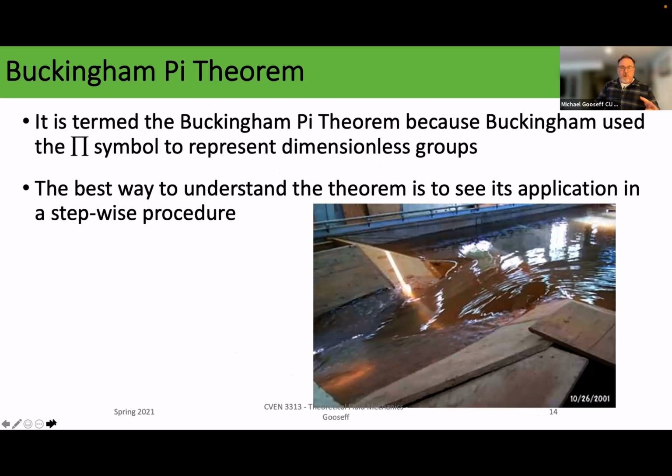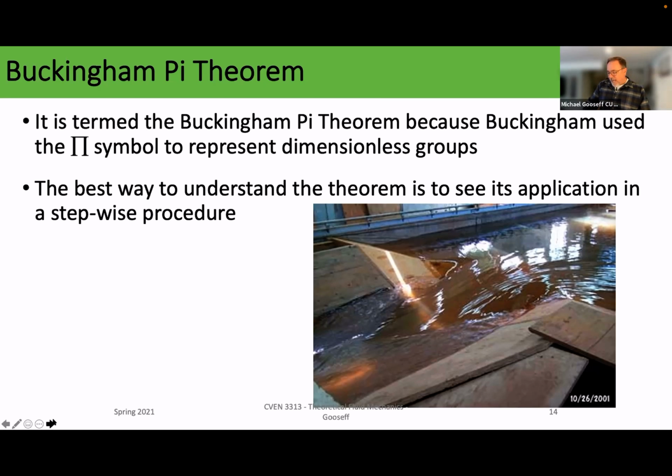Let's distill this to the way in which your book provides guidance, and will keep us from having to read a paper from 1914. It is termed the Buckingham Pi theorem because Edgar Buckingham used the capital Pi symbol to represent the dimensionless groups. The best way to try to understand this or to learn it is essentially to just walk through trying to put it to use in application in a stepwise procedure. So that's what we're going to do now. We're going to walk through the steps and show you how to use it, and we'll do an overview, and then we'll get into the nitty gritty with a very specific example.